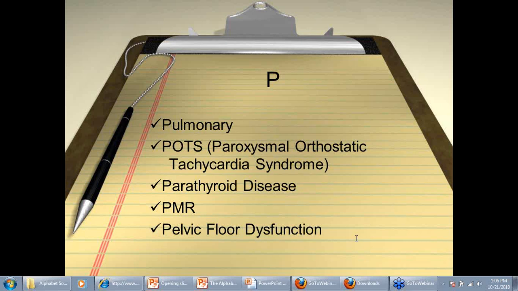PMR stands for polymyalgia rheumatica, which is another autoimmune disease. This disease has fatigue as well as pain as its major component. So they'll have pain mostly in their proximal muscles, that is the upper arms and upper thighs. They have difficulty raising their arms up or raising their feet up, and they'll have fatigue, and they'll usually have headaches as well.